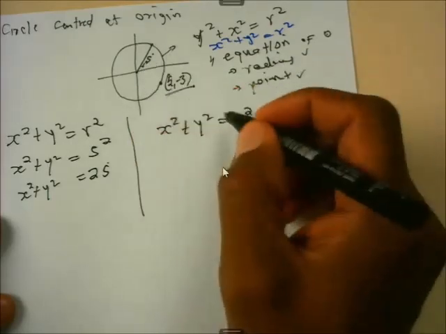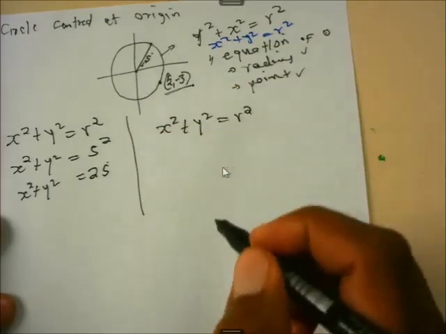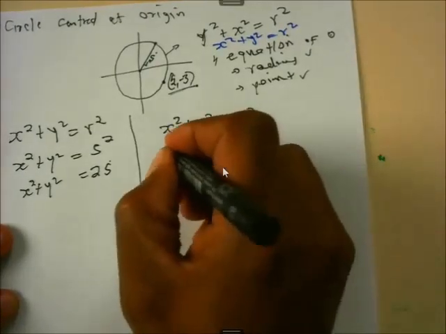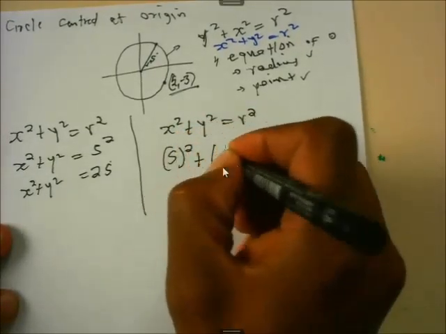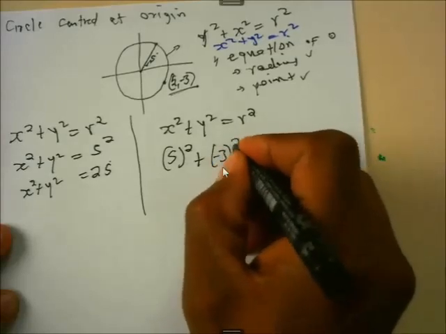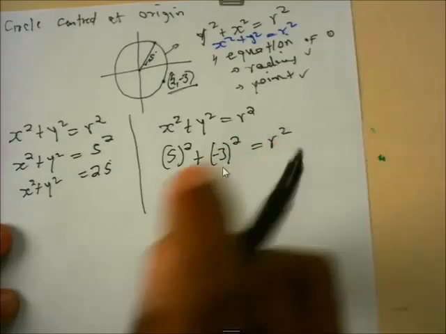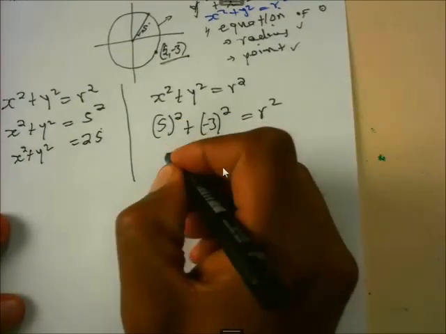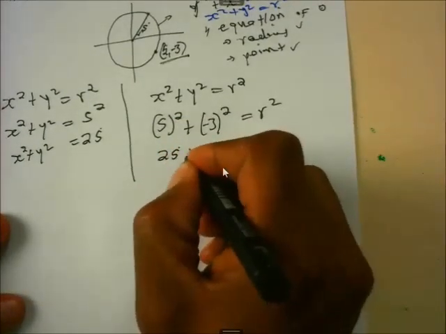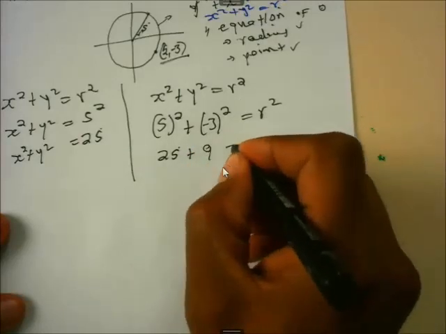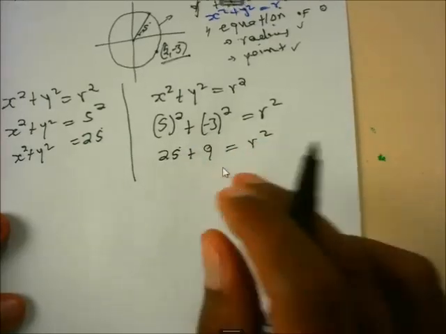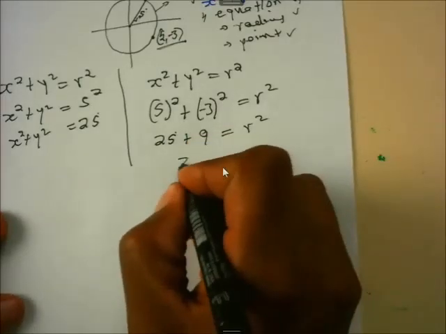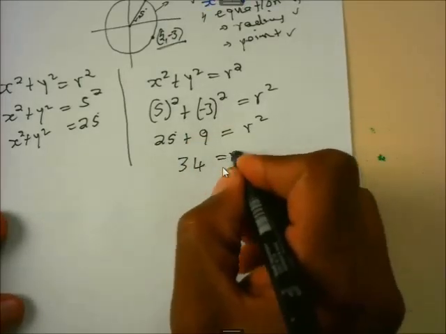If we can determine the radius, then we will be able now to have what? To have the equation. Of course, the x here, it is 5 squared, and then the y there, it is minus 3 squared. Therefore, it is equal to r squared. And then from here, you say 5 squared is what? It is 25. Minus 3 squared is 9. It's r squared. When I add 25 plus 9, of course, that will be what? That will be 34 equals r squared.